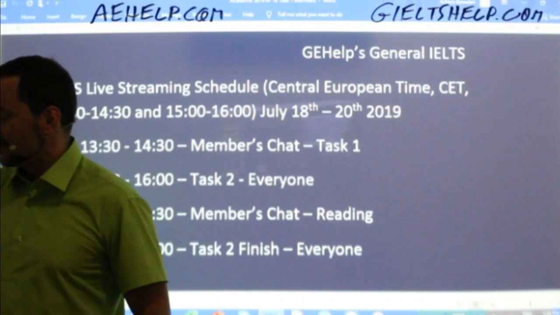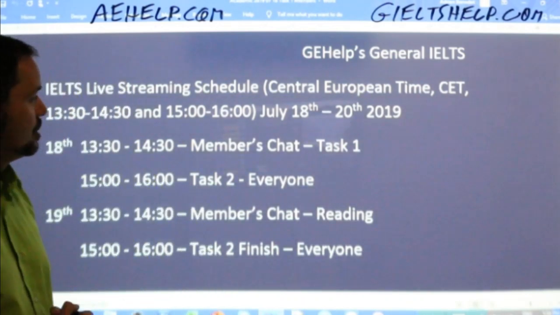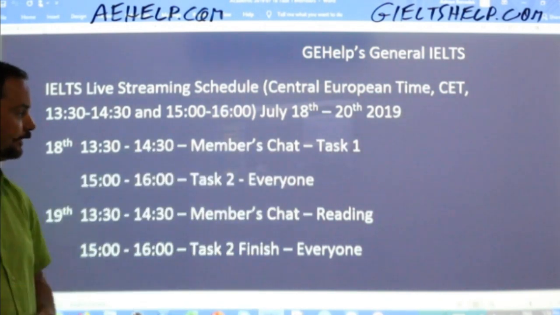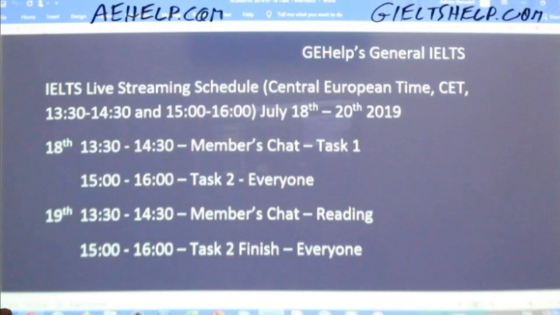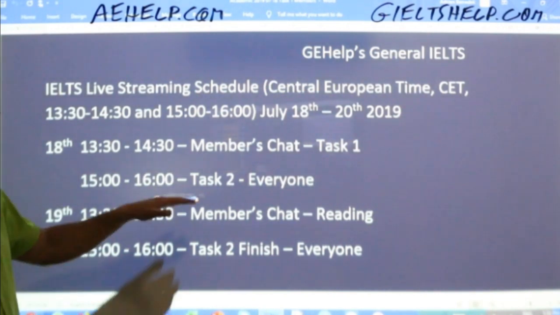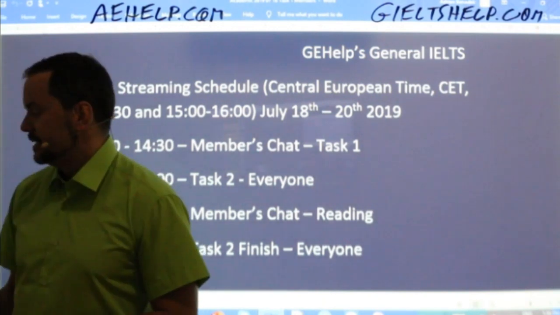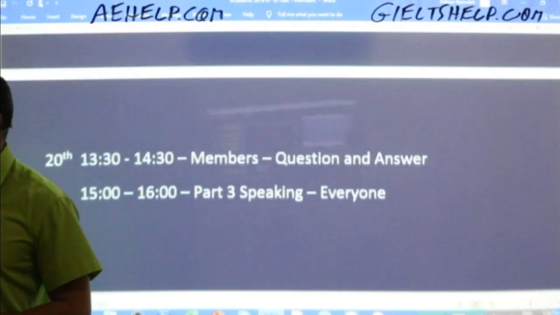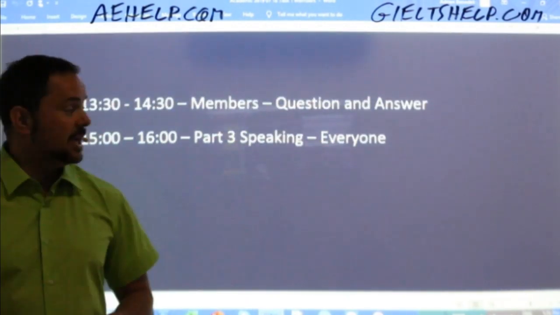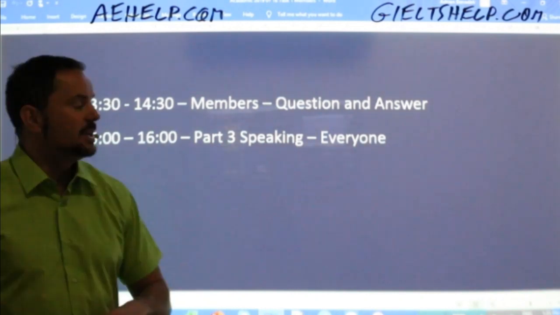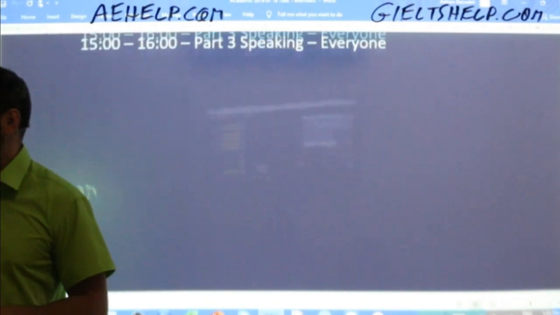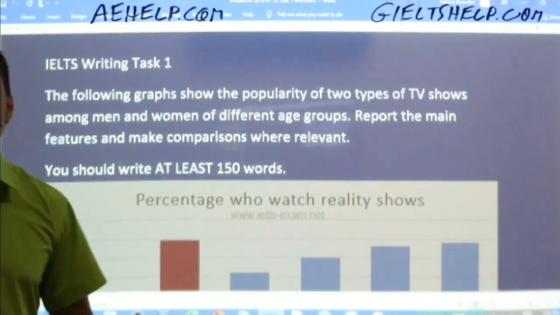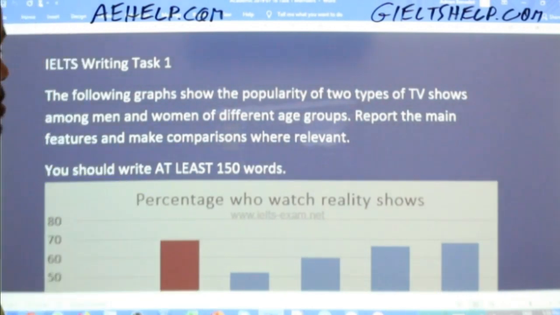We'll be ready to start this Task 1 question for the academic IELTS in just a moment. So today, Task 1. This class is about an hour with a short break. After that, Task 2 for everybody. Tomorrow, some reading, and then finishing Task 2. And then on Saturday, some Q&A for the members, and then a speaking part 3 for everyone. That's this week's schedule. Let's take a look at our IELTS Task 1 question for the day.